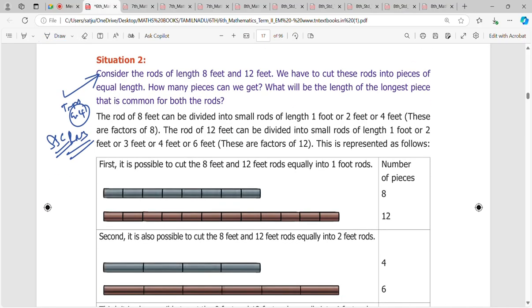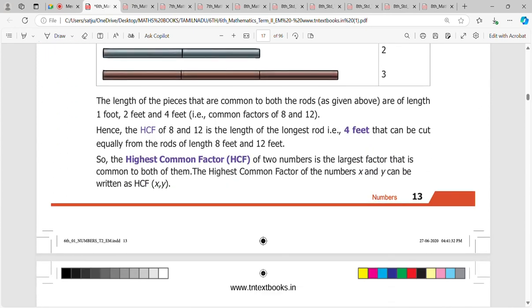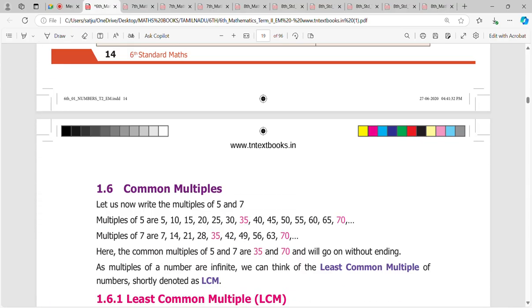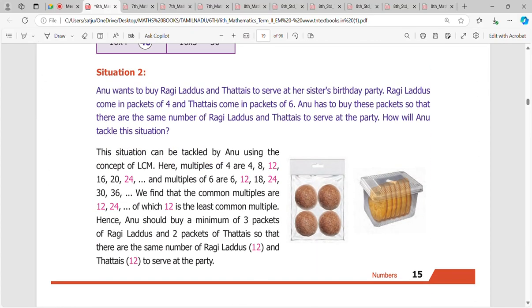Because see here, consider the rod of length 8 feet and 12 feet. We have to cut the rod into pieces of equal length. How many pieces we get? Equal length. What will be the length of the longest? This question and all we have done in the foundation class itself. So HCF we are done. LCM also we are done. I will teach you LCM and HCF separately, but not in this book. Just you have to go through this book. That is why I am giving. Take this example as it is. You need to take this example and try.